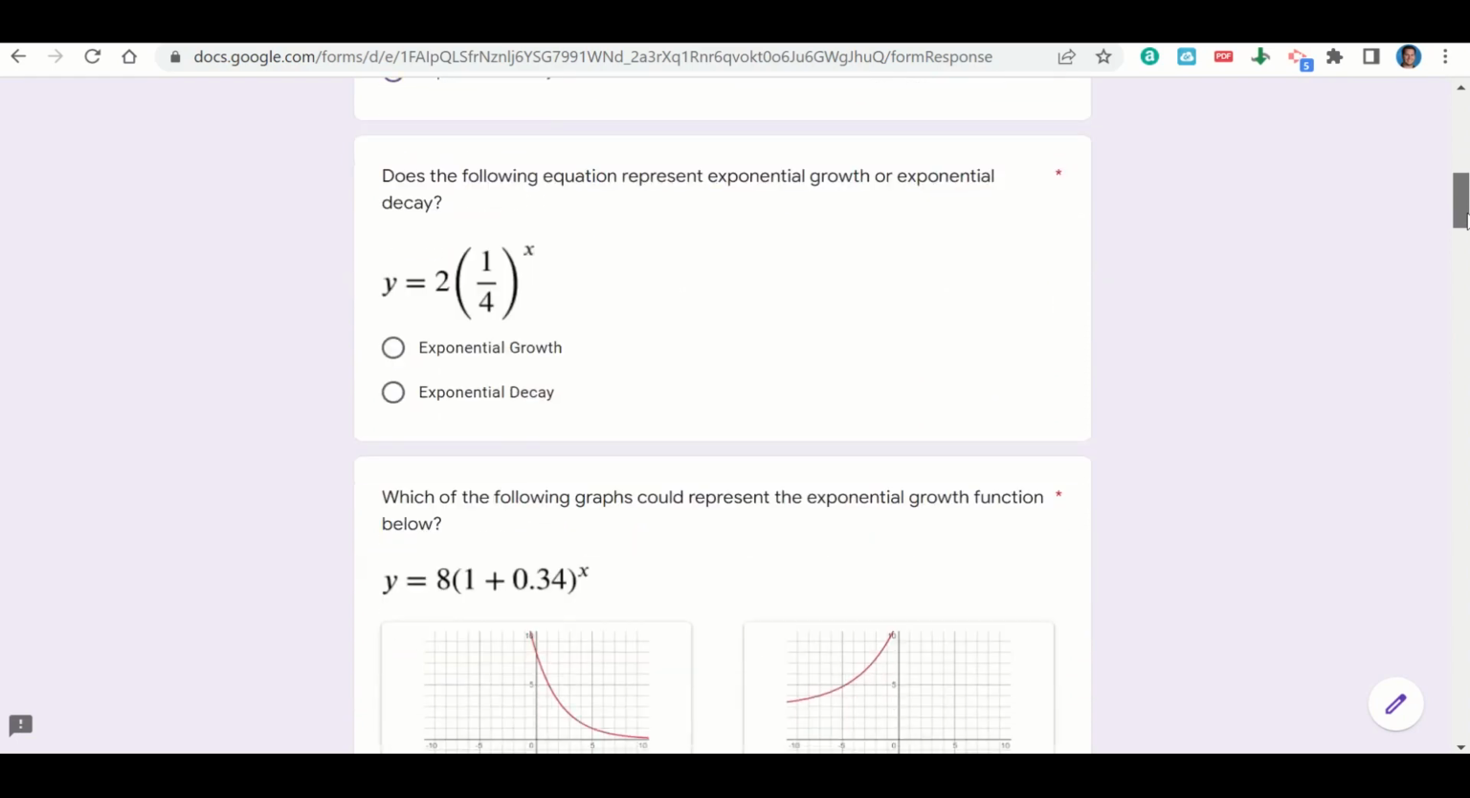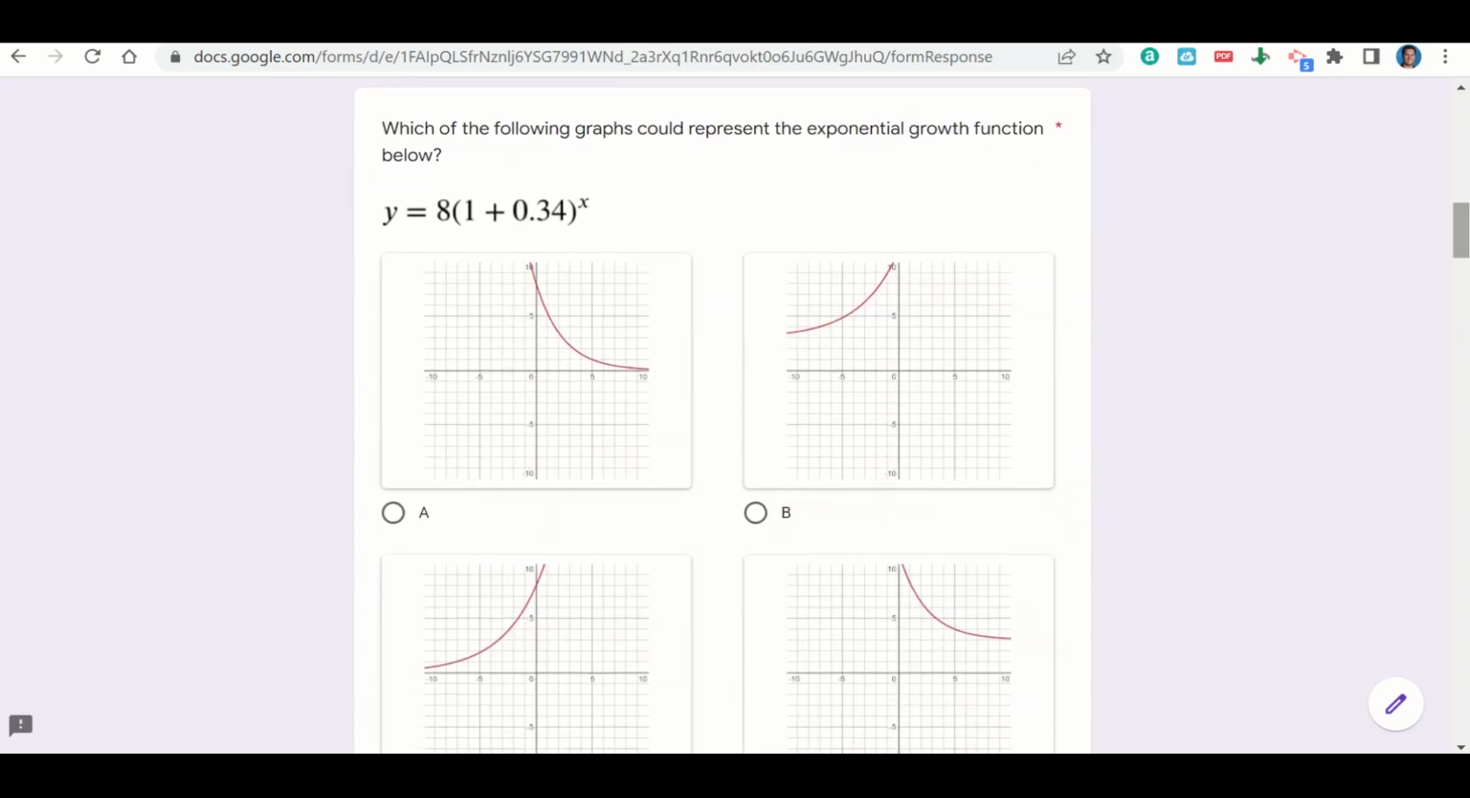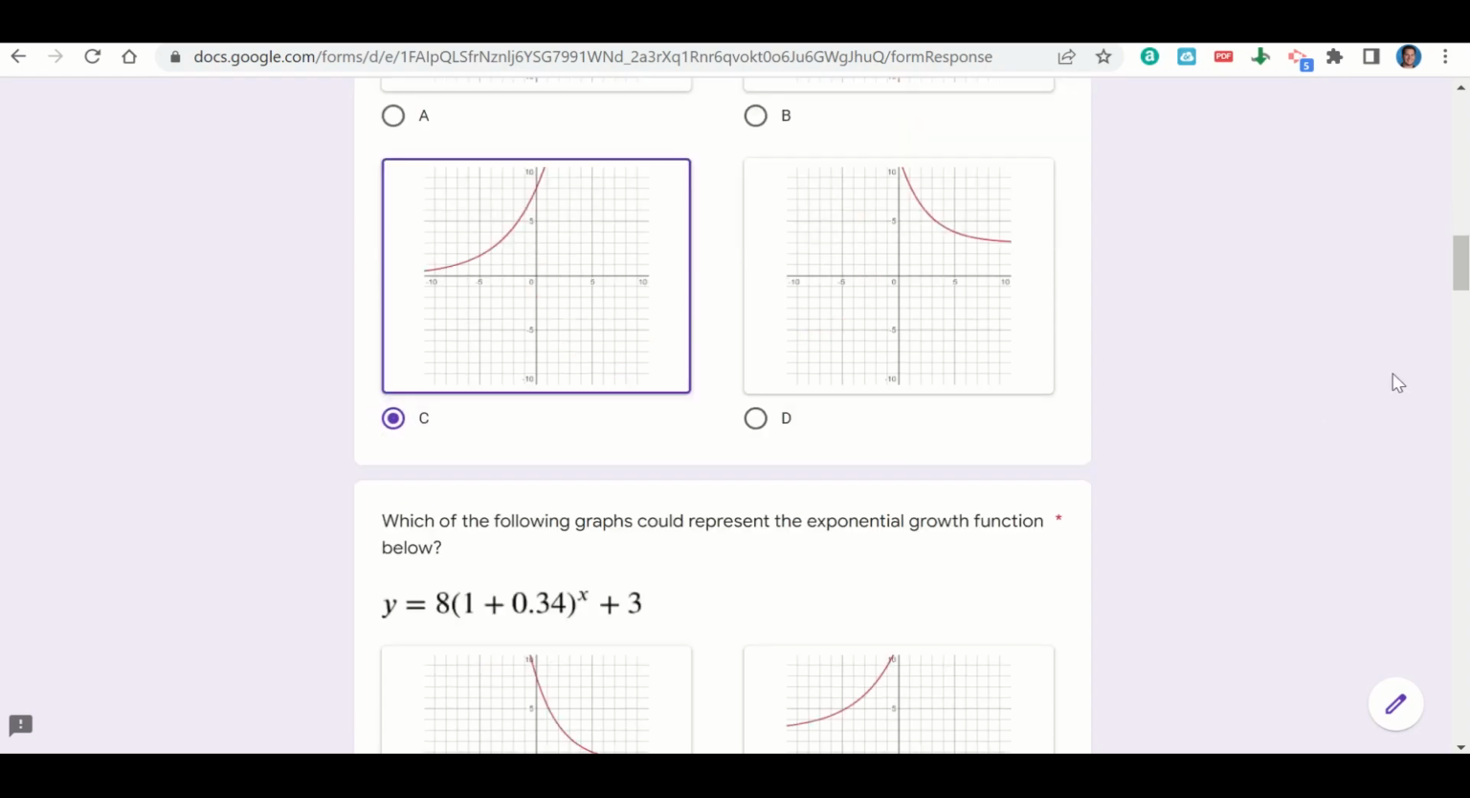Let's continue to scroll down. Now for this one, we want a graph. We want to pick out which graph could represent this. Well, we get 8 times 1 plus 0.34 to the x. So we know it's going to be growth, so it's got to go up. So it can't be this one, can't be this one. It's got to be one of these two. Now, notice there's no constant, so it shouldn't have any kind of a shift up or down. So this one has a shift up, so this can't be it, so it's got to be this one.